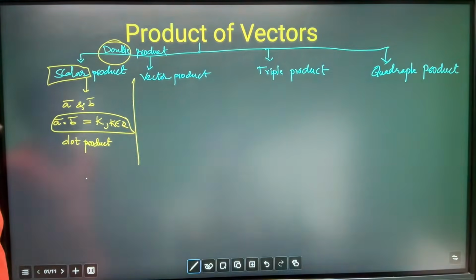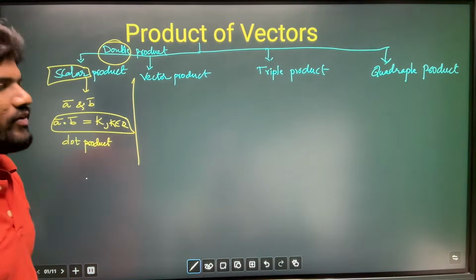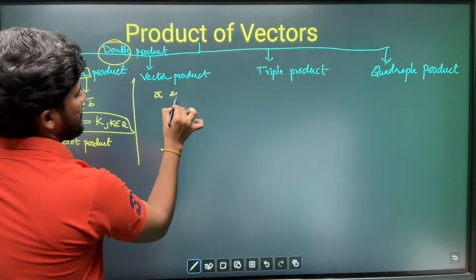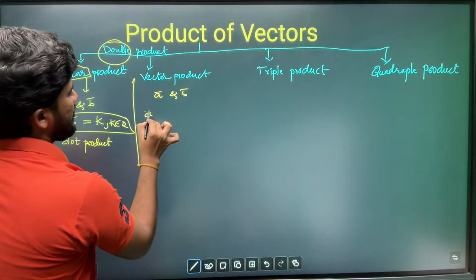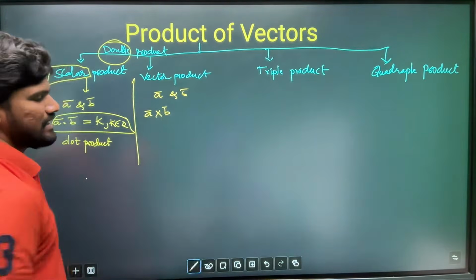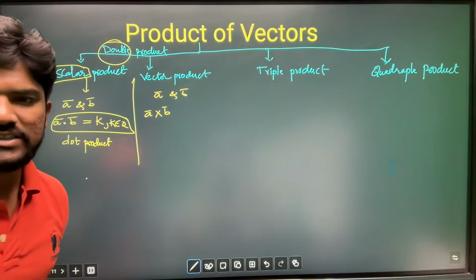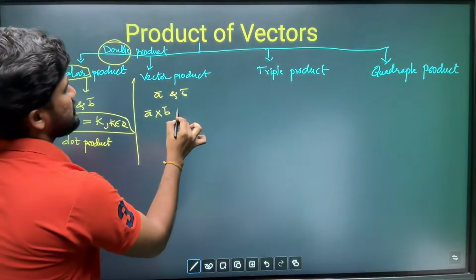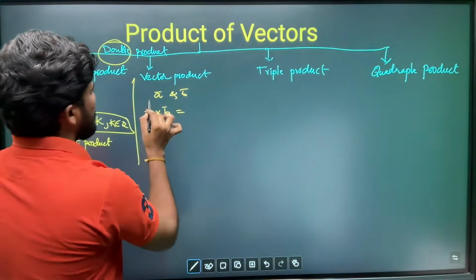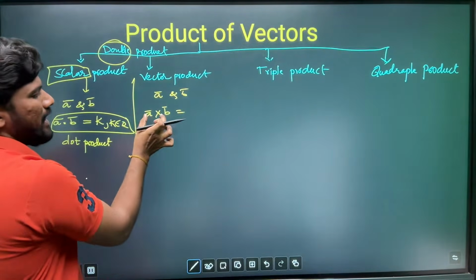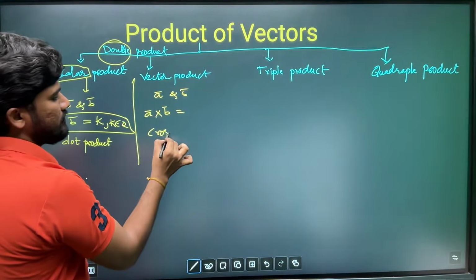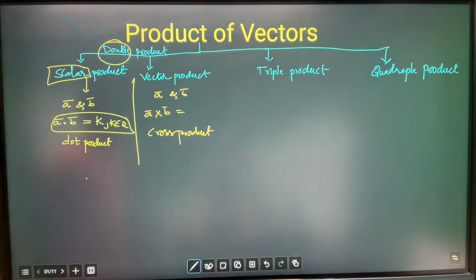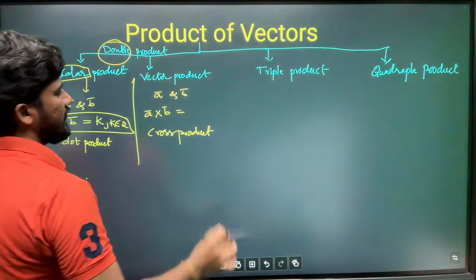Now come to double product, second type: vector product. What is vector product? Same, we have to take 2 vectors, a bar and b bar. It is denoted by a bar cross b bar. దీన్ని మనం క్రాస్ ప్రొడక్ట్ అని కాల్ చేస్తాం. Okay, so vector product is also called cross product. It is defined as a bar cross b bar.